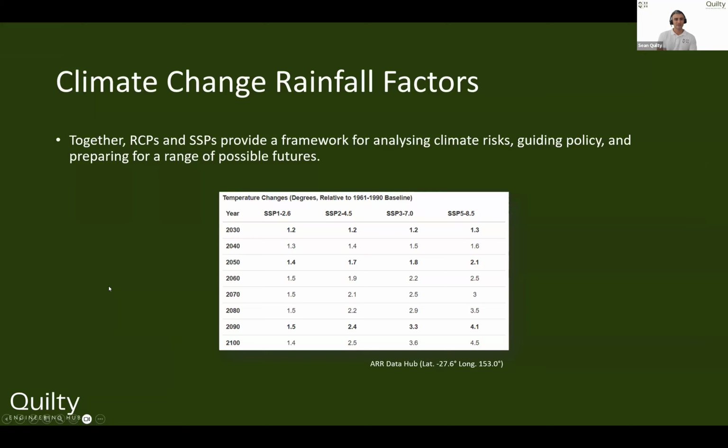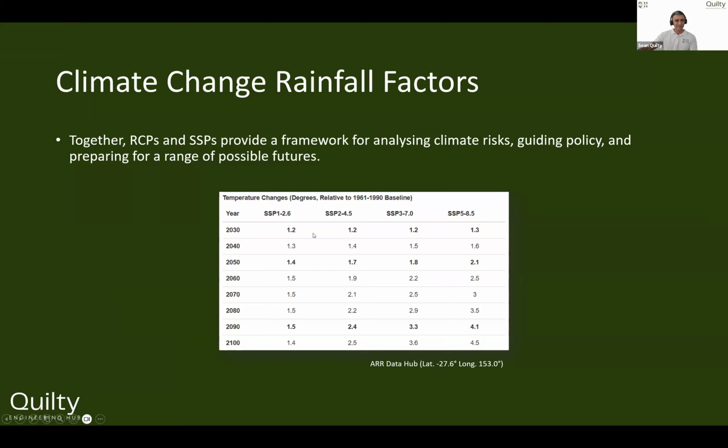So then we come into looking at what that actually means with regards to a warming atmosphere. Here we've got the year on the left-hand side. This is all based off of the Australian Rainfall and Runoff Data Hub. And then we've got our 4 scenarios, our best case being SSP 1, 2.6, and our worst case being on the far right, SSP 5, 8.5.